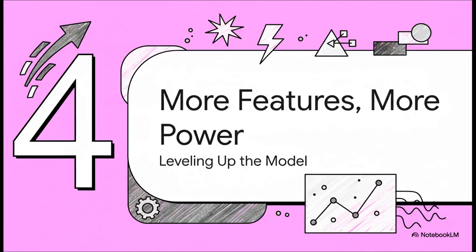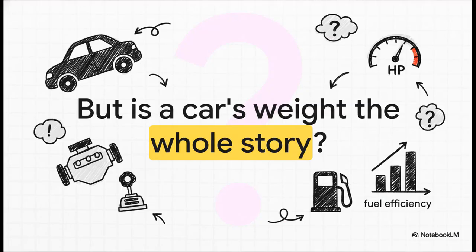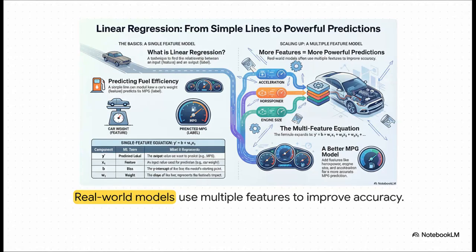Okay, that's pretty cool, but we can do even better. A single feature is a fantastic start, but let's be honest, the real world is a lot more complicated. So let's see how we can give our models some superpowers. I mean, think about it for a second. Is a car's weight really the only thing that affects its gas mileage? Of course not, right? What about the size of its engine or its horsepower? To get a really accurate prediction, we need more information. And this is where our simple model evolves into something really powerful.